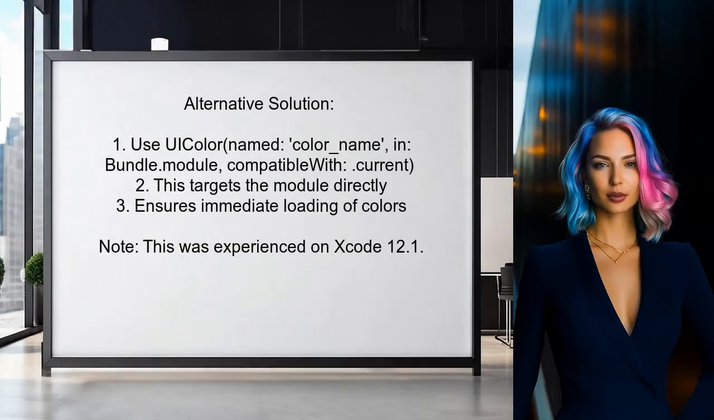An alternative approach shared by a user addresses a potential delay when loading colors in a Swift package. They suggest using a specific method to access colors without delay. Instead of using UIColor named, they recommend using UIColor named example name in bundle.module, compatible with .current. This method targets the module directly and ensures immediate loading of colors.